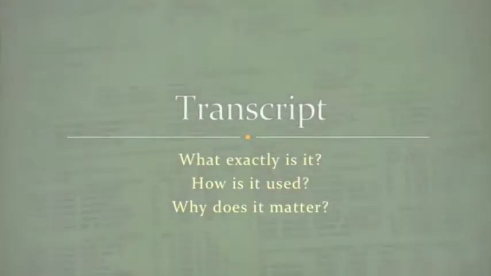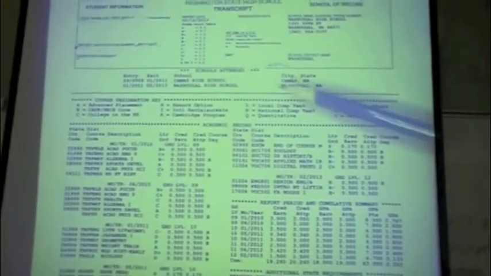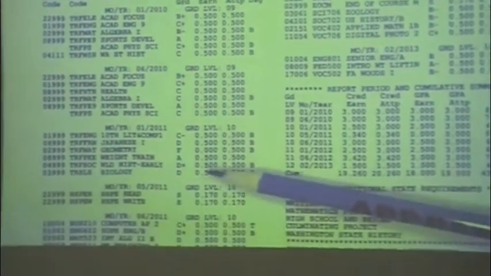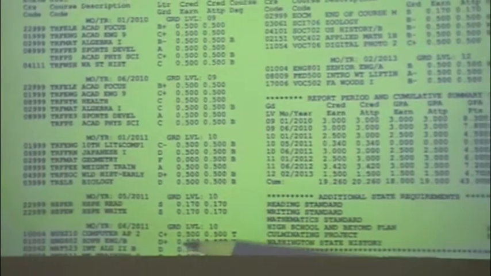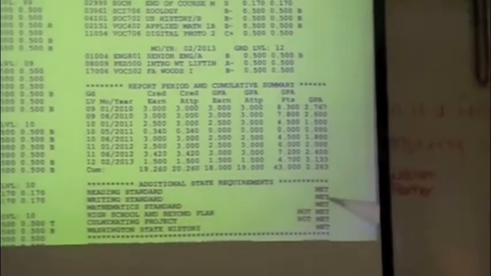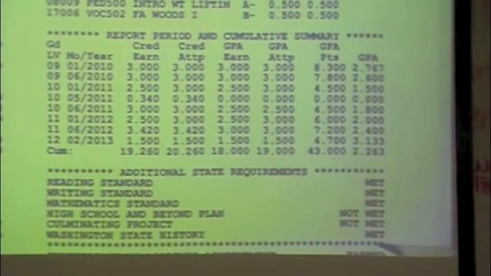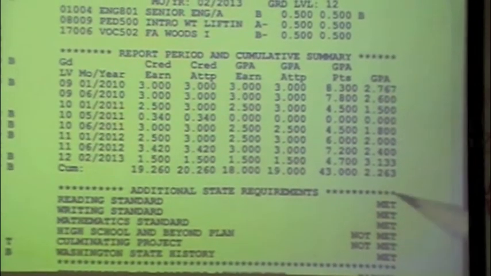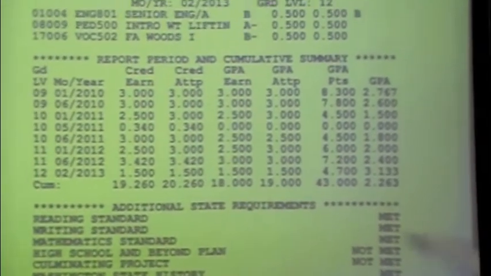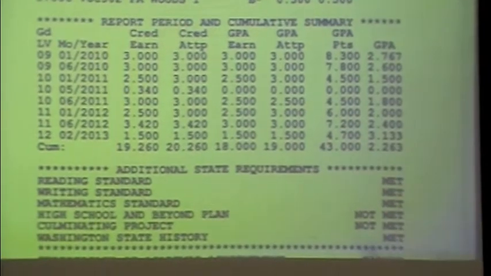Why does it matter? The transcript you're going to see us looking at today, we've blocked out all the personal information. However, what we want you to see is pay attention to a couple things. First of all, you're going to see that each semester there's a breakdown of the classes that you took and the grades you received. Also going to notice that in the far end it says additional state requirements. If you are a junior and senior, you should see most of these met or unmet depending if you've passed your state testing. If you're a freshman or sophomore, especially a freshman, you will see none of this met.